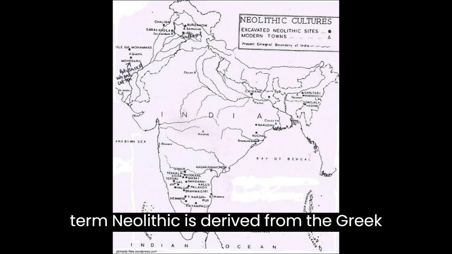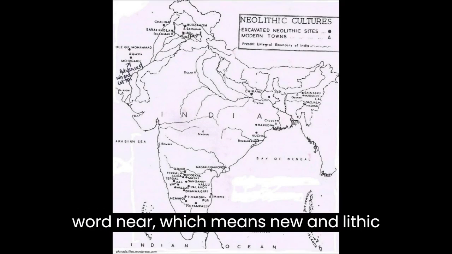Neolithic period, New Stone Age. The term Neolithic is derived from the Greek word neo, which means new, and lithic meaning stone. Thus, the term Neolithic Age refers to the New Stone Age. It is also termed the Neolithic Revolution since it introduced a lot of important changes in man's social and economic life. The Neolithic Age saw man turning into a food producer from a food gatherer.